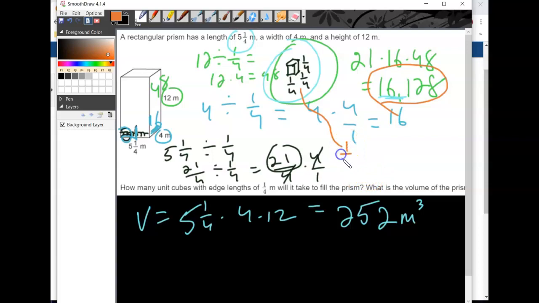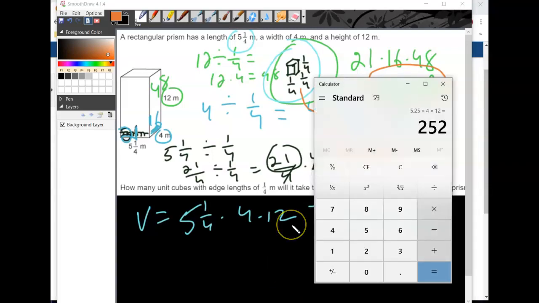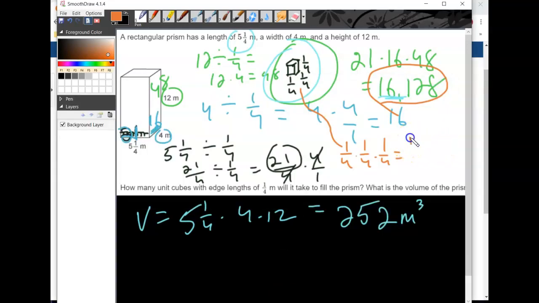So one cube here is going to be 1/4 times 1/4 times 1/4. That's 4 times 4 times 4, which gets you 64 along the bottom. 4 times 4 is 16, times another 4 is 64. So that's 1/64 meter cubed. That's the size of one of these special unit cubes. That's how much space it takes up. So if we multiply 1/64 times 16,128, it will look like this.